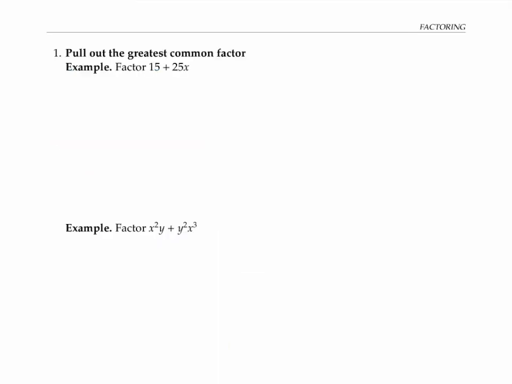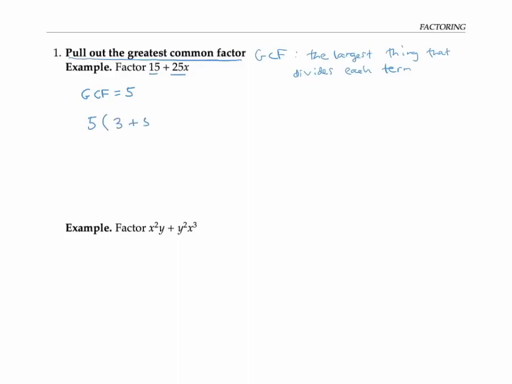When I have to factor something, I always like to start by pulling out the greatest common factor. The greatest common factor means the largest thing that divides each of the terms. In this first example, the largest thing that divides both 15 and 25x is 5. So the GCF is 5. So I pull the 5 out, and then I divide each of the terms by that number, and so I get 3 plus 5x.